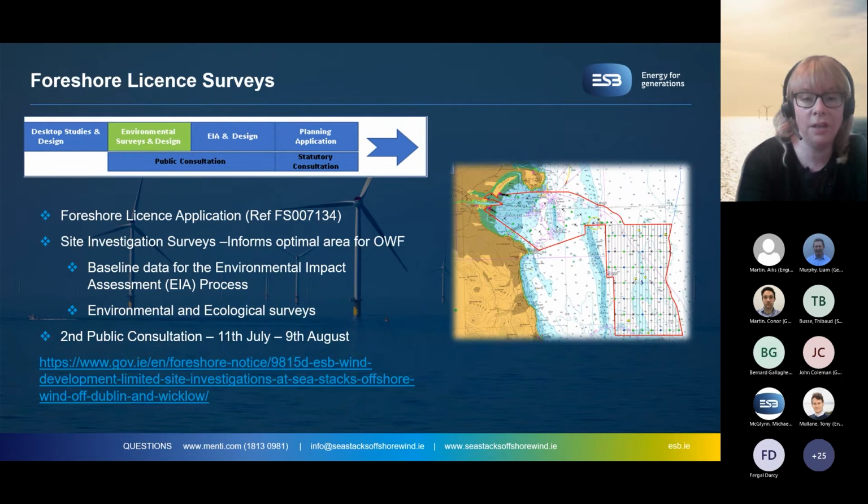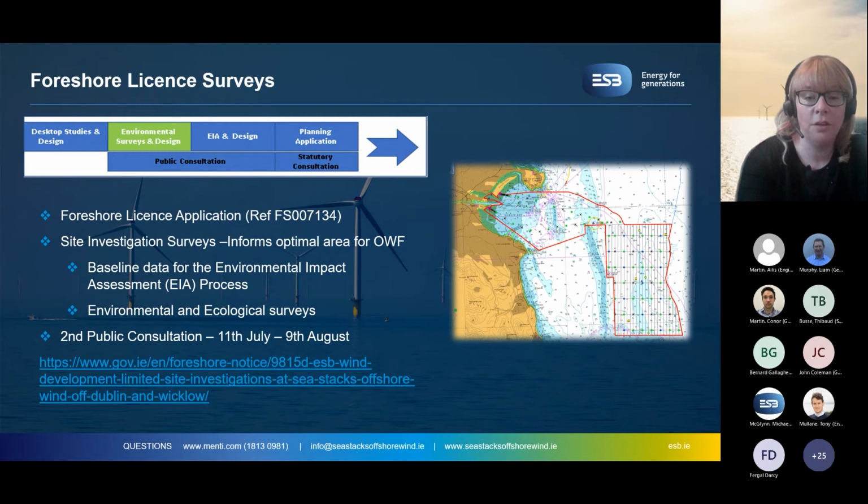Then the next stage, as Liam has mentioned and David has given an overview of, is that we've applied for a foreshore license application. That's just for the site investigation phase of the project, so that's just going out and doing the survey. That's the red line boundary there on the right hand side. As David mentioned, that's just the extent of it. The project won't fill this area, but that's the area we're looking at to optimize design.